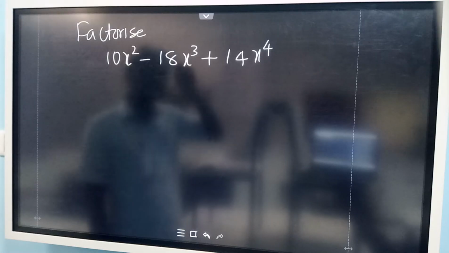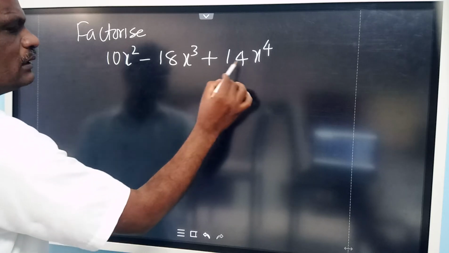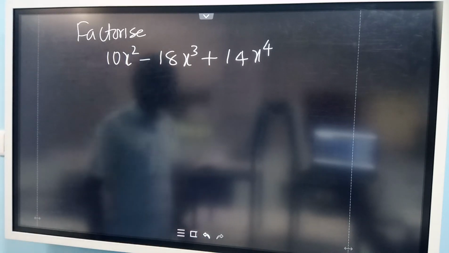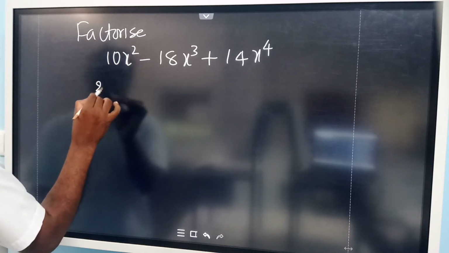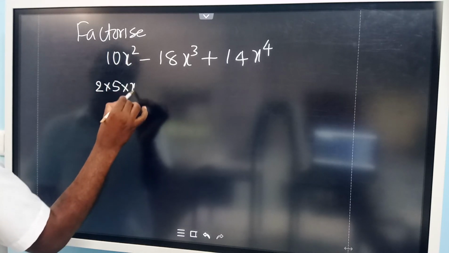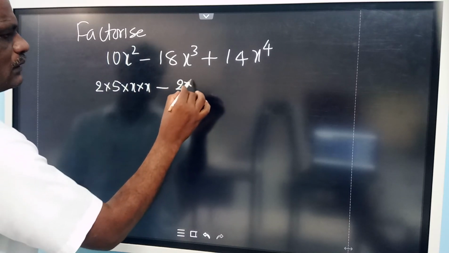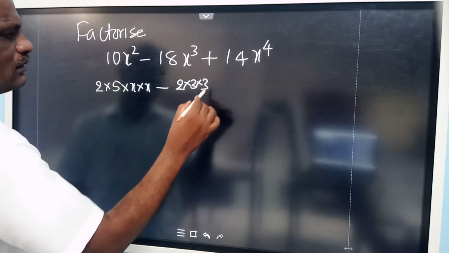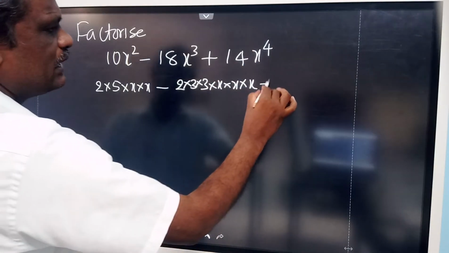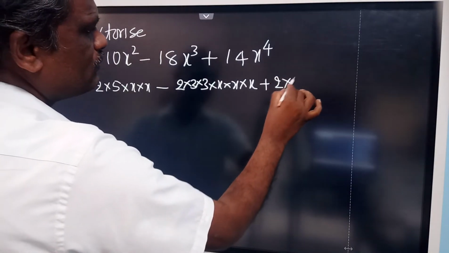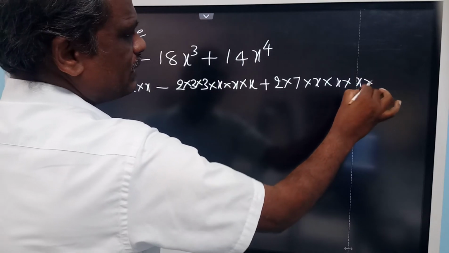This given question contains first term 10x square, second term 18x cube, third term 14x to the power 4. So now split this one, factorize this. 10 is 2 into 5 into x into x, minus 18 is 2 into 3 into 3 into x into x into x, then 14 is 2 into 7 into x into x into x into x, 4 times you have to write.